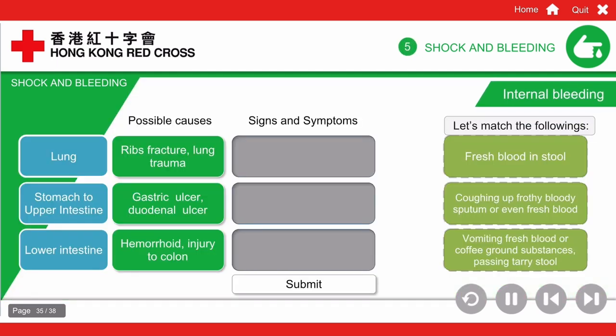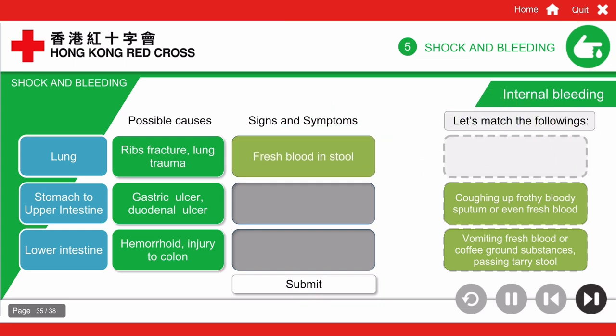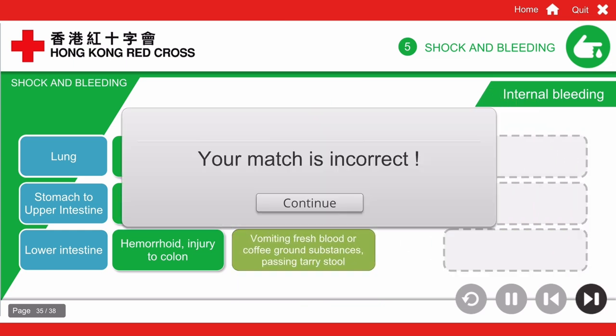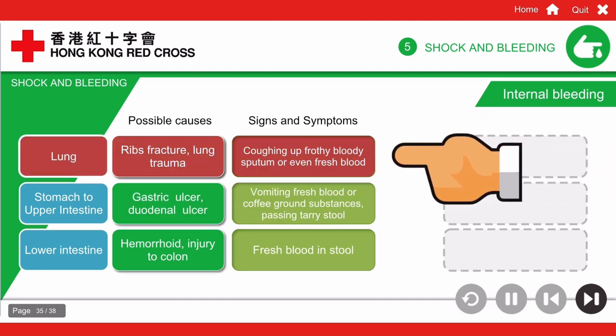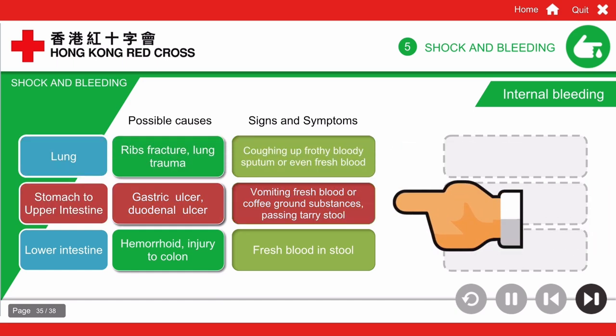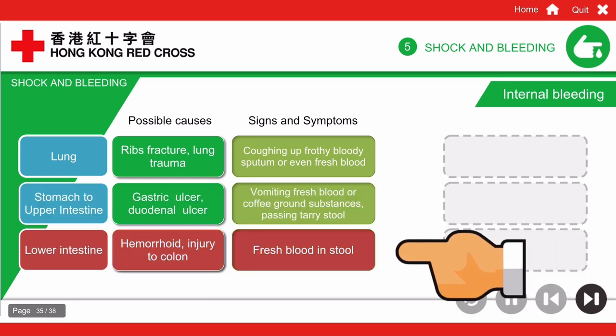What are the signs and symptoms if below organs are bleeding? Your match is for internal bleeding in the lungs. Victim may cough up frothy blood sputum or even fresh blood. He or she may have ribs fracture or lung trauma. If the victim vomits fresh blood or coffee ground substances or passes tarry stool, he or she may suffer from bleeding in the stomach to upper intestine due to gastric ulcer or duodenal ulcer. Bleeding in lower intestine due to hemorrhoid or injury in colon may cause fresh blood in stool.